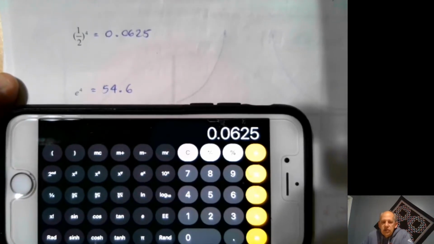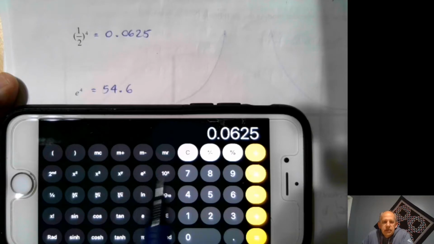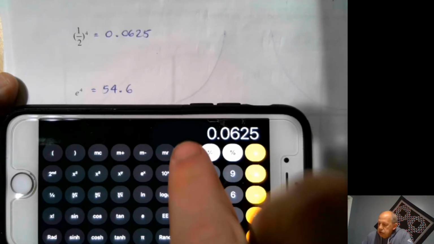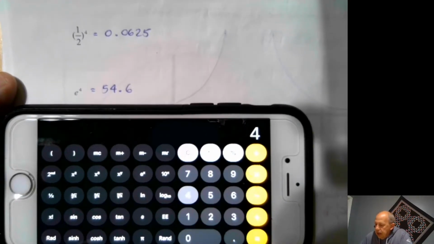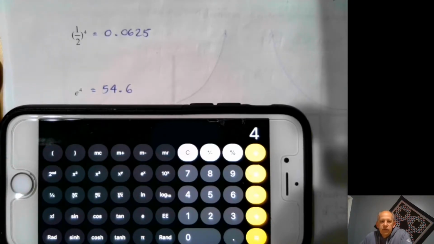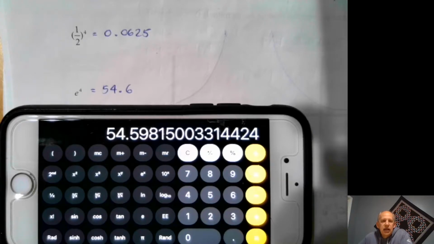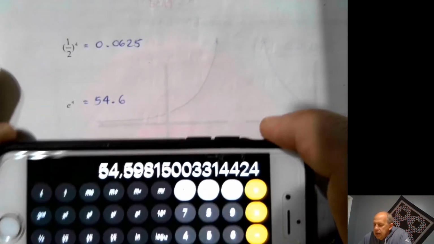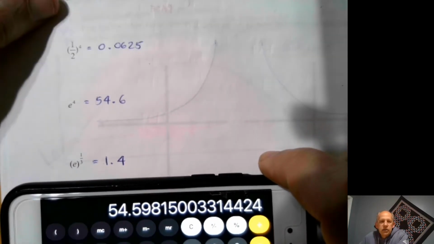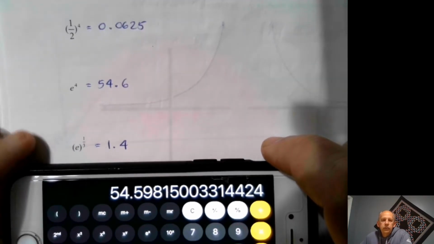You have an e to the x key right here next to the 10 to the x key. So what I'm going to do for this one, I'm just going to enter in the exponent first, which is 4. Then I'm going to hit the e to the x key, and you see the answer fall out right there. Next one, e raised to the 1/3 power.